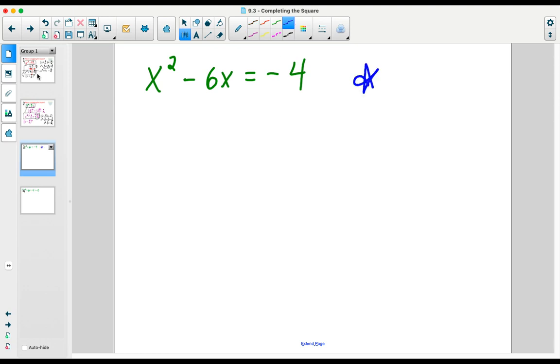We want any term that involves an x. Now, because these are quadratics, there should be two of them. There should be a square term and a linear term. We want any term involving an x on the left-hand side, and we want any constant terms on the right-hand side.